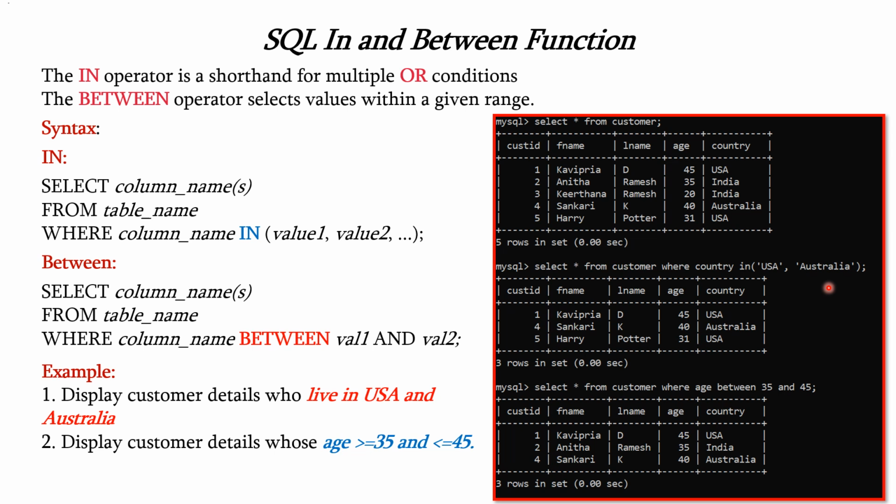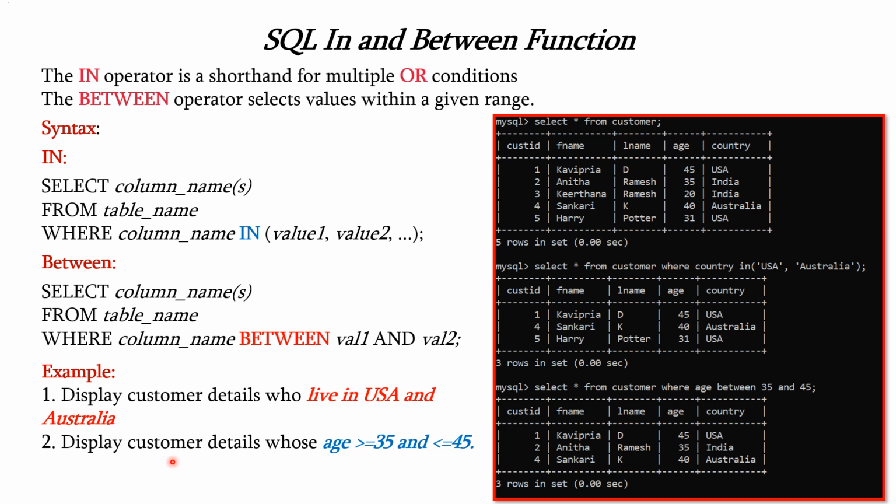If we execute this query, the result will contain only the rows whose country is USA or Australia. In USA 2 members are residing and in Australia only 1 member. So in total 3 rows are displayed.